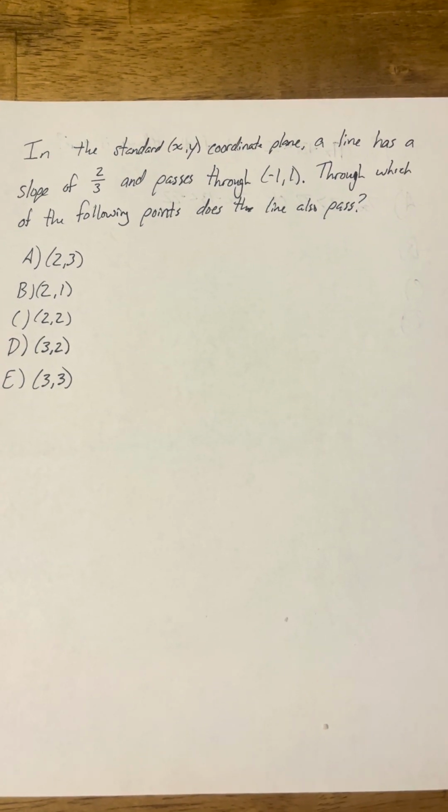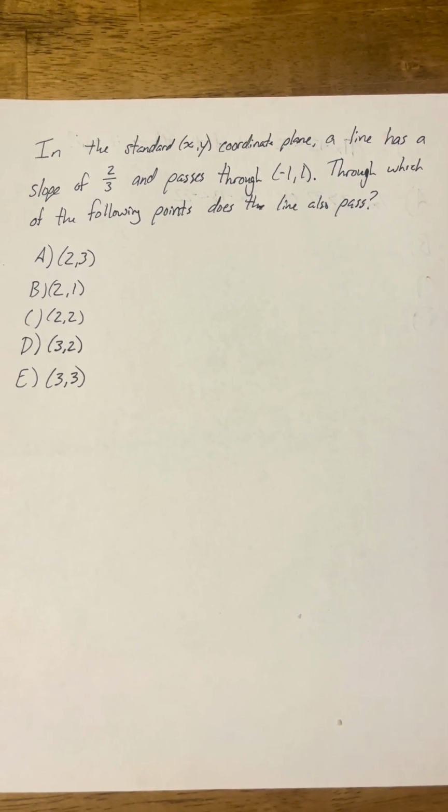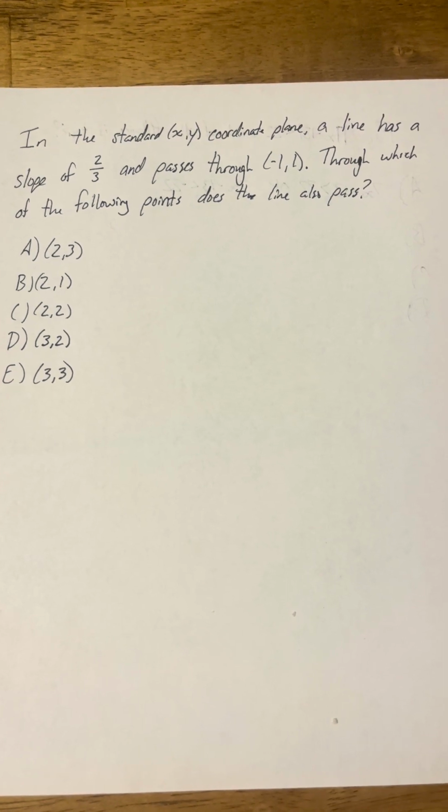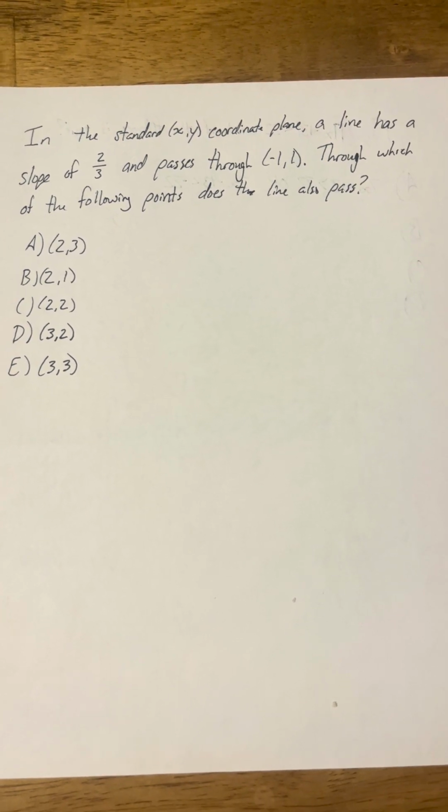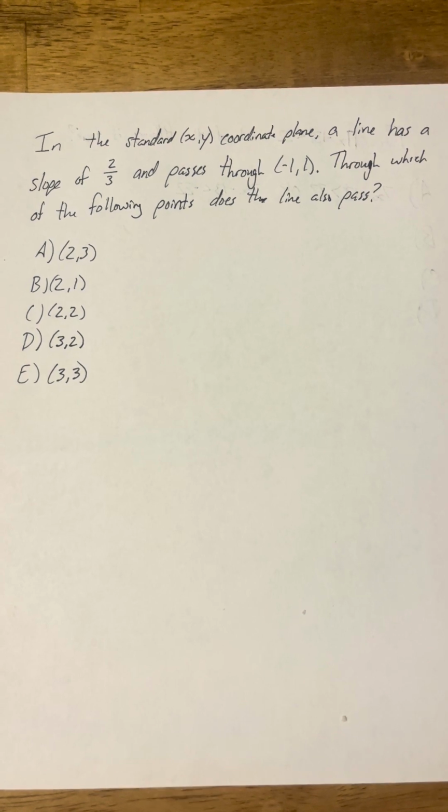All right, so this one says in the standard coordinate plane, a line has a slope of 2/3 and passes through (-1, 1). Through which of the following points does the line also pass?